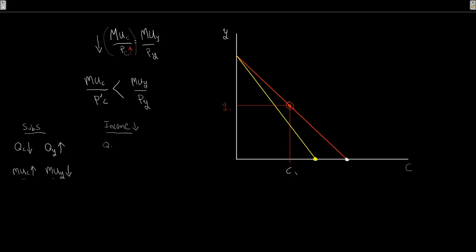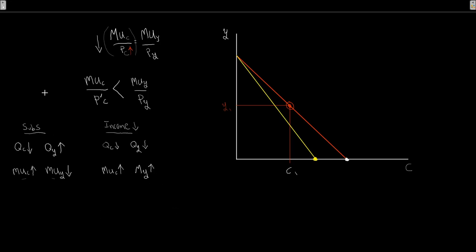Less income means less to go towards cookies. And at the same time, that means less of everything else as well. So my income effect would cause my cookie consumption to fall. I feel poorer, so I don't want to be spending as much on cookies. And at the same time, I feel poorer, so I'm not going to want to be putting as much towards everything else. We still have this inverse relationship between our quantities and our marginal utilities. So as cookies fall, our marginal utility from cookies will actually rise. And then as everything else falls, our marginal utility from everything else will rise.